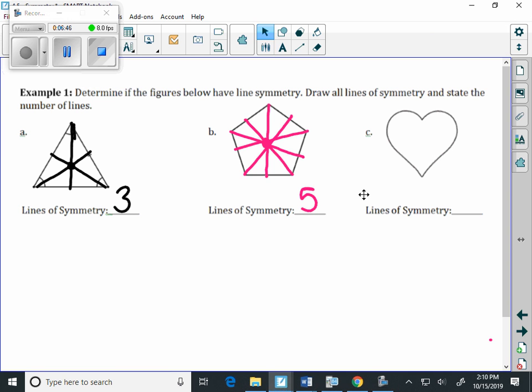What we haven't talked about is something that's not a polygon, because letter C is not, it's a heart. And a polygon needs to have straight lines to create the figure. But we can still have symmetry in a heart, even though it's not a polygon. In this case, there seems to be only one line of symmetry. Again, we can fold the right half of the heart onto the left side, and it will land exactly there.